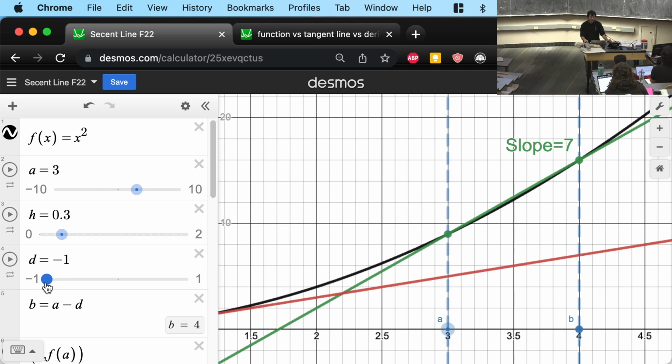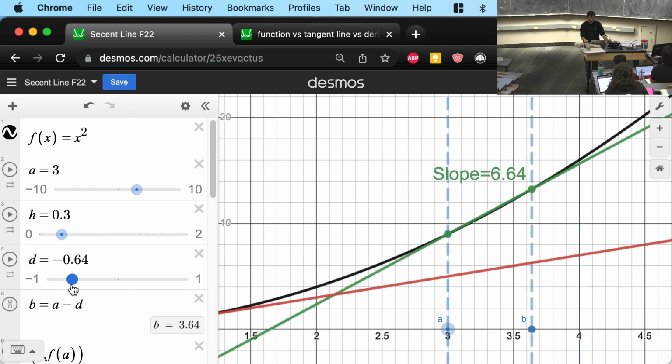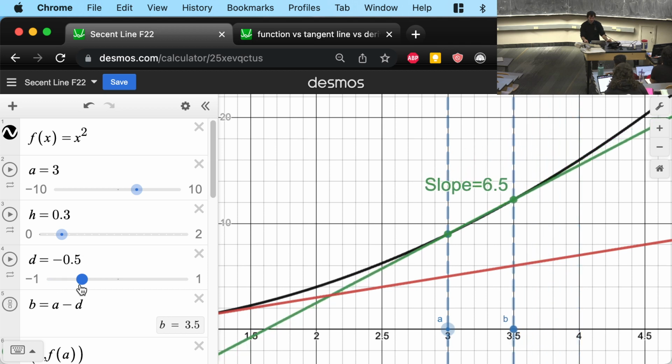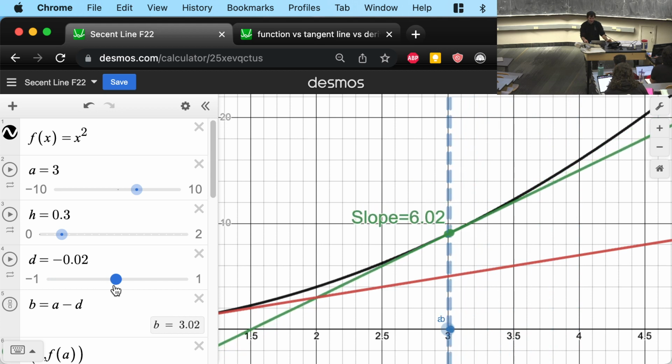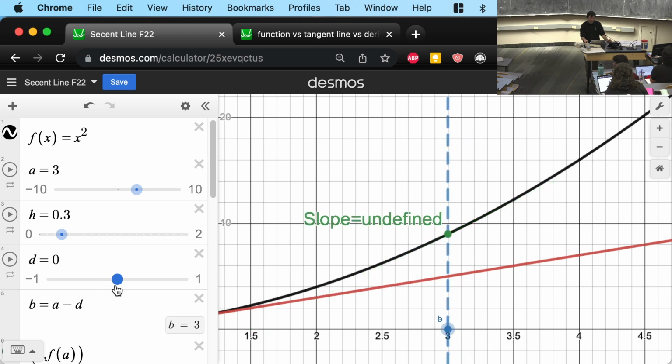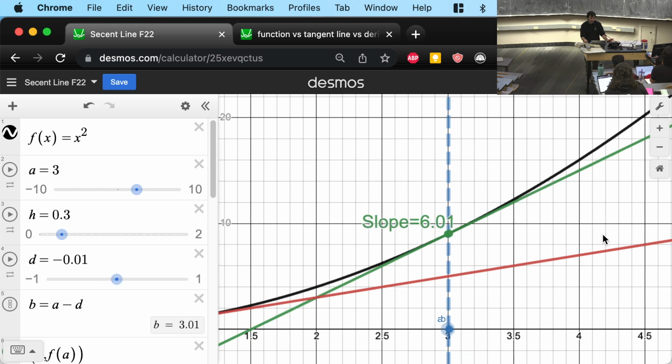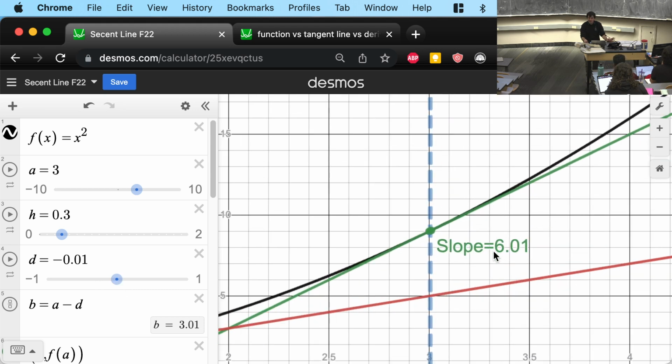And as you get closer and closer, you go 7, and then you're at 6.5, and then let's say 6.2, and then you're at 6.05. And as you get closer and closer, eventually, if you're exactly there, it's undefined, but right before you get there, it looks like it's getting really close to 6.